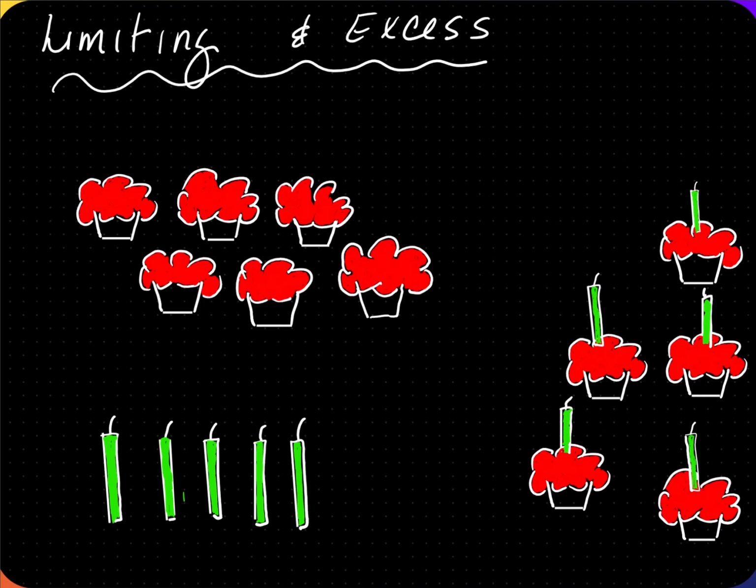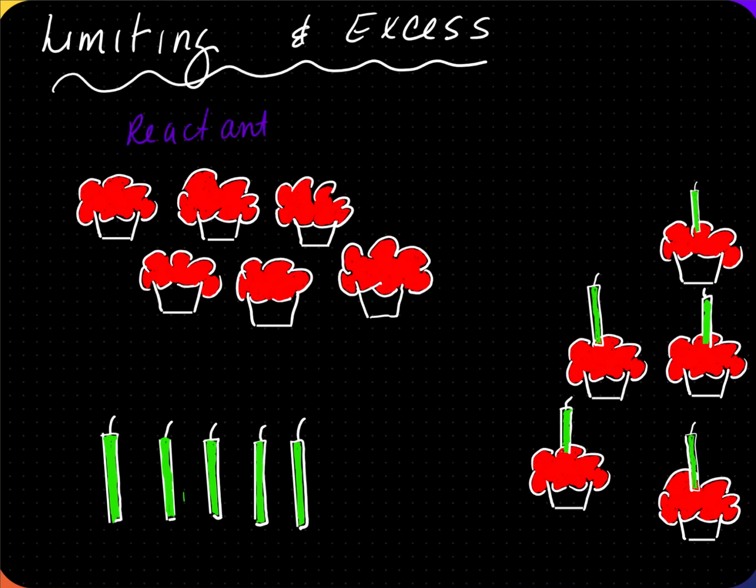Everything we did so far, only one number was given for a reactant. When more than one number is given for the reactant, we need to determine what is limiting and what is excess. Let's look at this example. I am starting with 6 cupcakes and 5 candles. So these are my reactants.